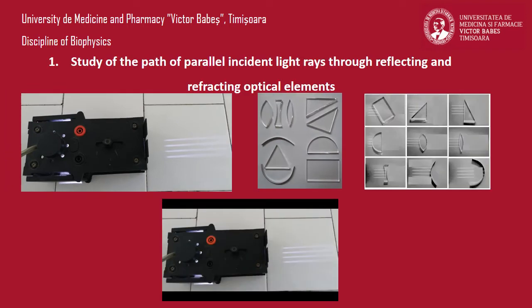Plug in the light source to obtain the parallel light rays. Use the optical elements as specified in the worksheet and place them in front of the light beam. Draw on the worksheet the path of the emergent light rays for each optical element. Explain why the direction of the light changed and specify the physical phenomenon for each situation.